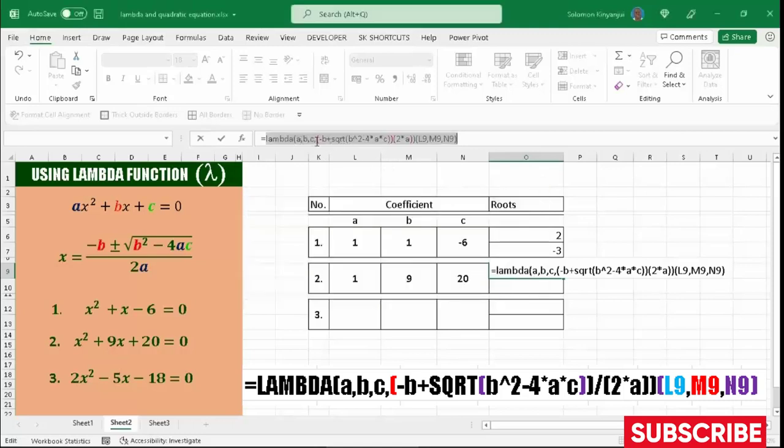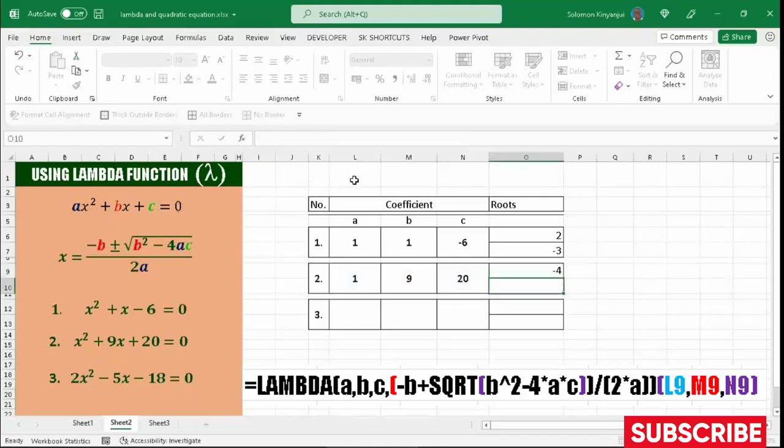So we have this bracket, so that is sqrt, so we need a division sign here, so we put a division. We had not put the division sign, so then we enter. So that gives you the first root of the equation.